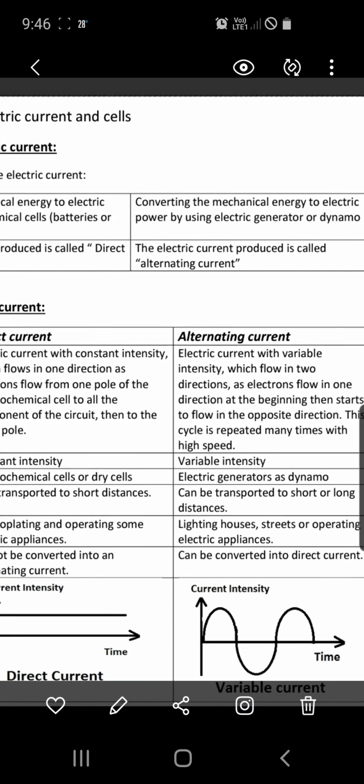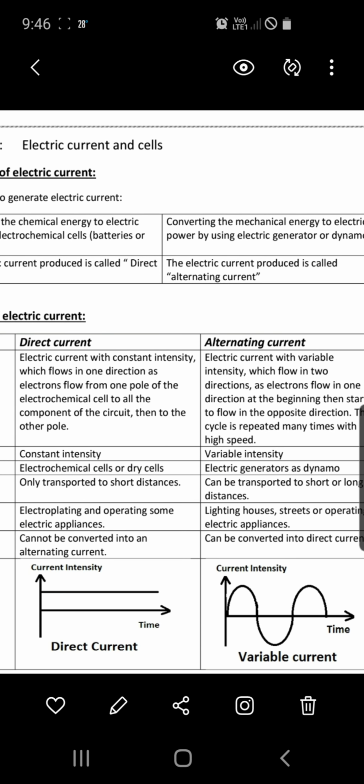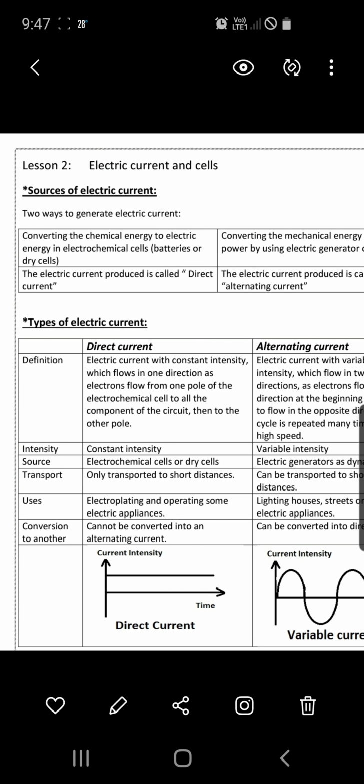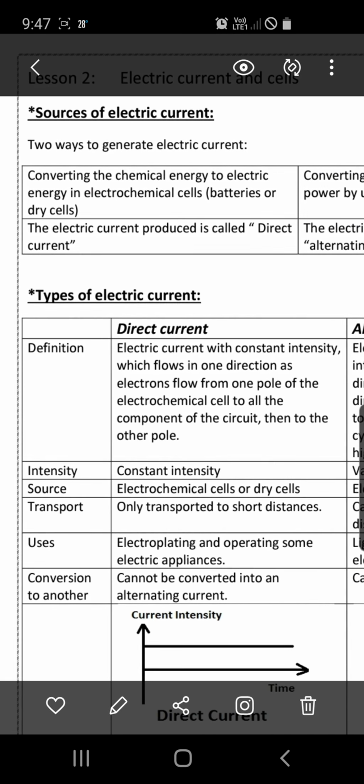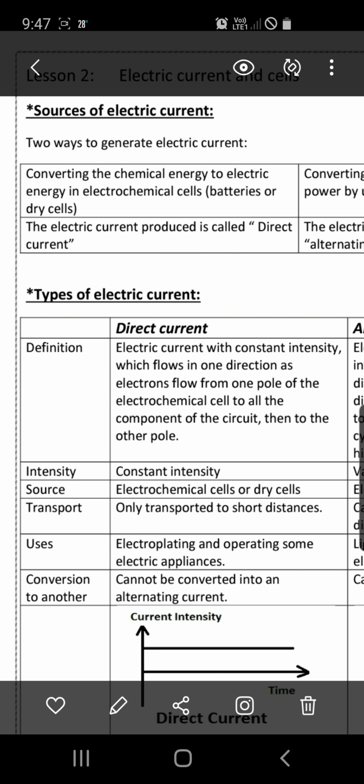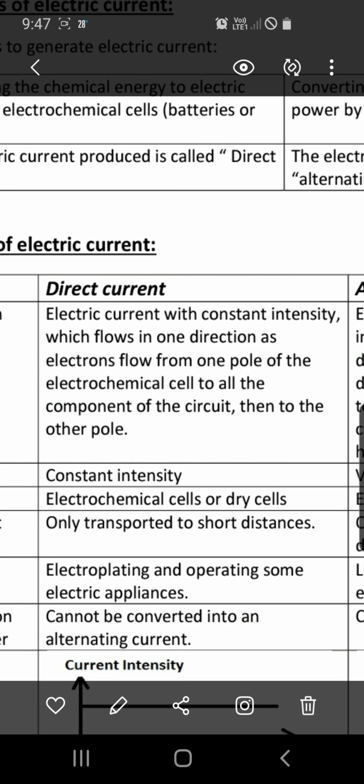We will compare between the direct current and the alternating current now. We start with the direct current. We talk about its definition and its source and its advantages and its uses. So we are talking about the direct current in the beginning. The direct current is defined as the electric current with a constant intensity, which flows in one direction, as electrons flow from one pole of the electrochemical cell to the other pole, or to all components of the electric circuit, then to the other pole.